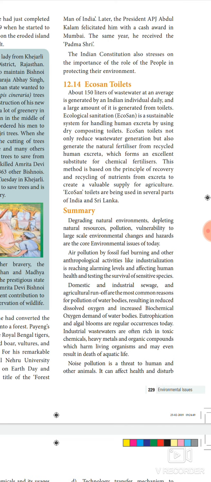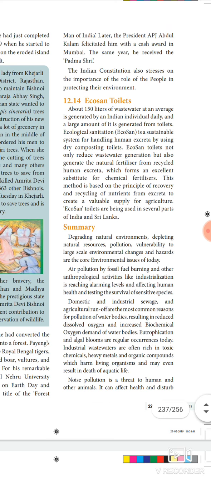About 150 liters of wastewater on average is generated by an Indian individual daily. Every Indian individual uses 150 liters of water, and a large amount of it is generated from the toilet. Yes, isn't it? Of these 150 liters of wastewater, we use most for toilet purposes.